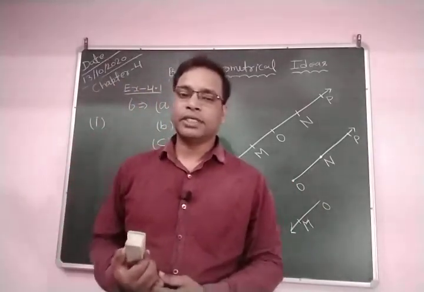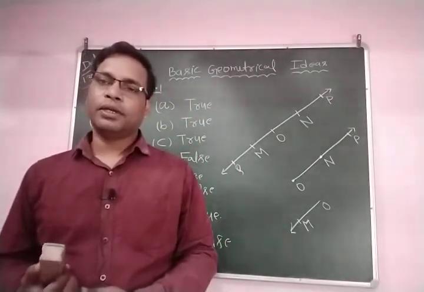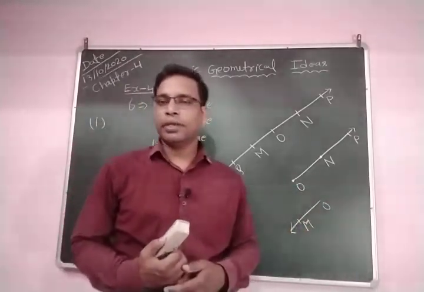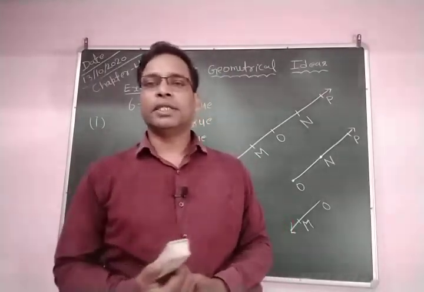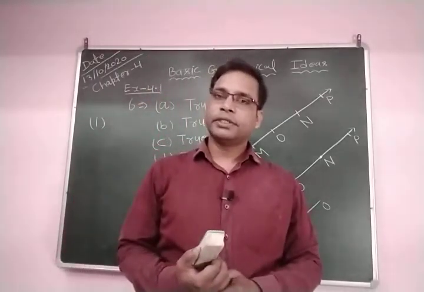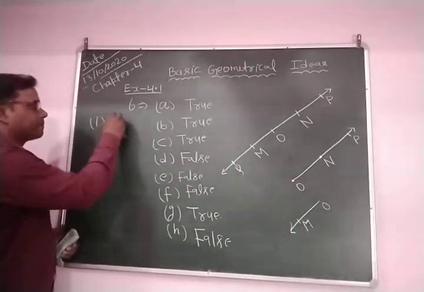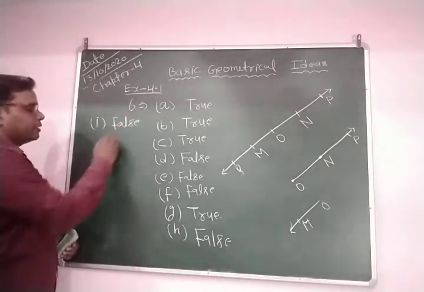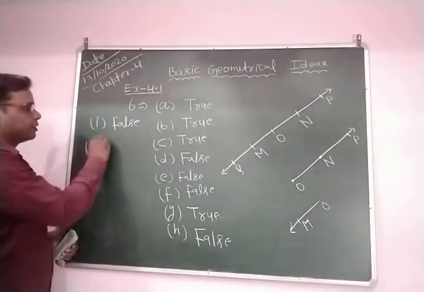The given statement is that ray OM is not opposite to ray OP. But here we can see in this figure ray OM and ray OP are opposite in direction. So we can say the given statement is false. So here we write false. Clear?